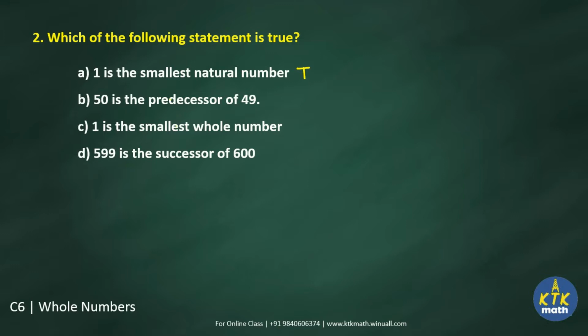So 50 is the predecessor of 49. This is false. 1 is the smallest whole number. This is absolutely false because 0 is the smallest whole number. 599 is the successor of 600. This is also false. So now you can finalize your answer, which is option A: 1 is the smallest natural number. Whenever they are asking these kinds of questions, like which of the following statements is true or false, make sure you read all the options and then decide your final solution.